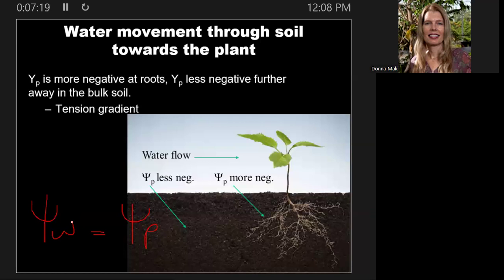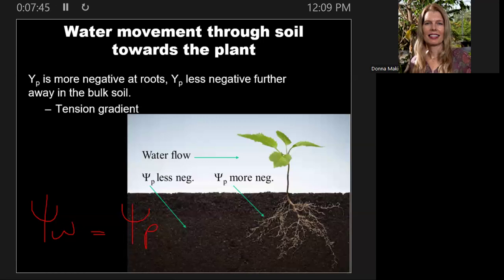In the soil, we just pretty much say, let's ignore Ψ_S, it's such a small value. We'll just focus on Ψ_P. So in this case, Ψ_W is equal to Ψ_P. And that's going to be a negative value because it's tension. Make sense? Okay. So we went through that last time.